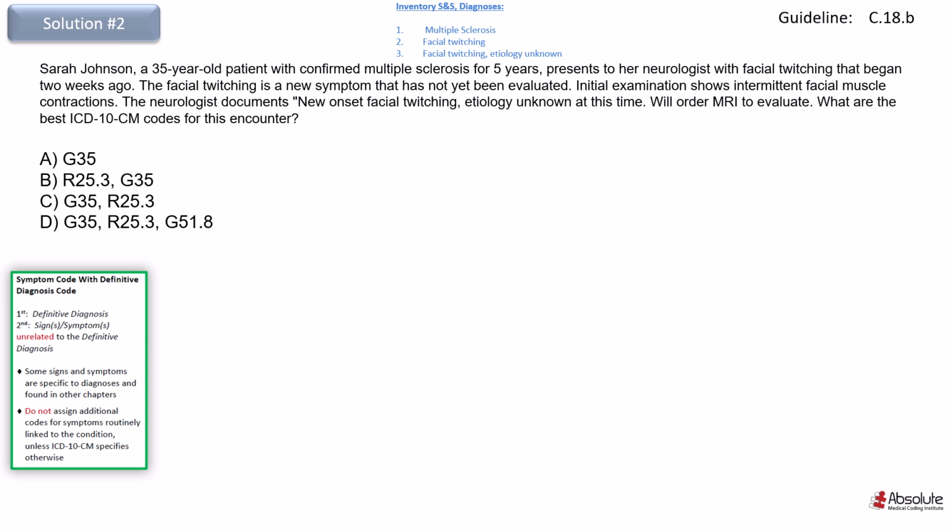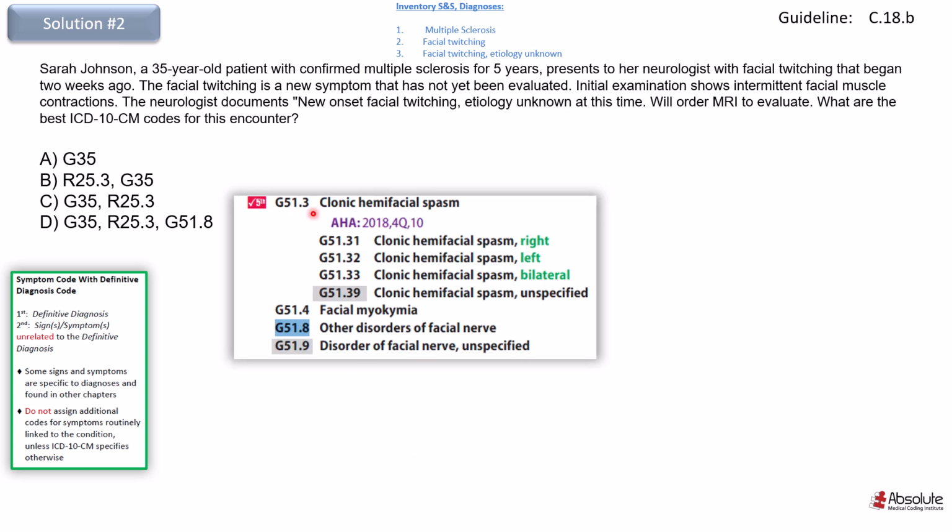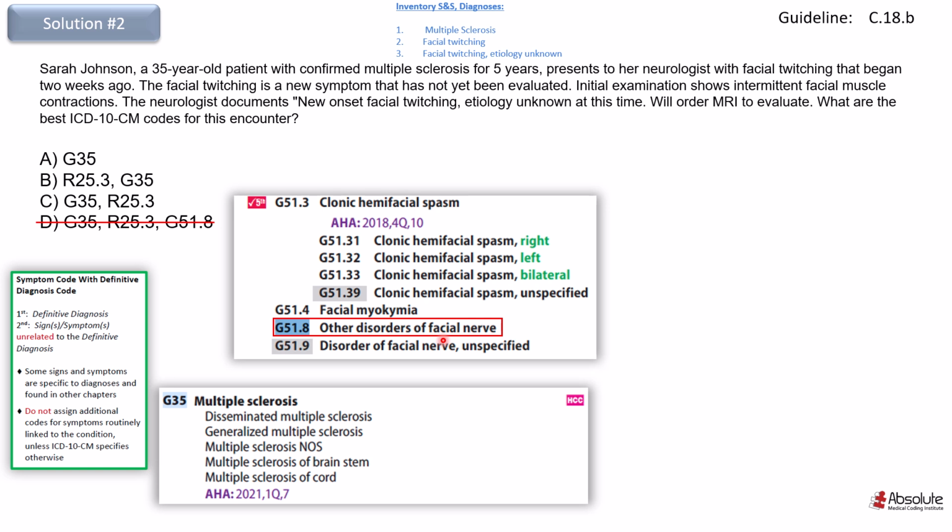Okay, so let's take a look at our codes here. So we have G51.3 subcategory, which is clonic hemifacial spasms. The one we have listed here is G51.8, other disorders of facial nerve. We don't have anything stating that this is a disorder of a facial nerve, so we are going to eliminate this and eliminate D. Let's take a look at G35, multiple sclerosis, which we do have documented, so we are going to keep this.